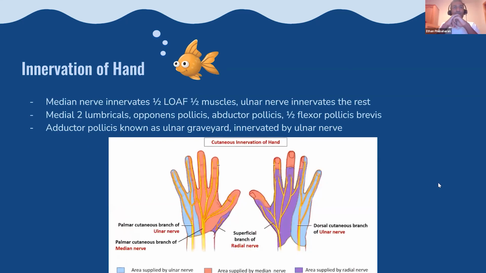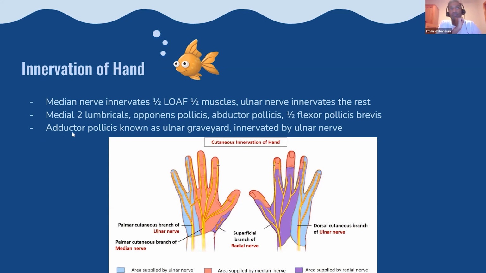Now, here's the innervation of the hand, and there are three main nerves that we need to think about. But basically, hopefully now you have an overview of what most of the key nerves do. With your hand muscles, your median nerve innervates the half-loaf muscles. Okay, the half-loaf muscles, the half-loaf-half muscles, which you might want to call them, but it doesn't roll as nicely off the tongue. And the ulnar nerve innervates the rest. So what are the half-loaf-half muscles? It's half of the lumbricals, opponens pollicis, abductor pollicis, and half of flexor pollicis brevis.